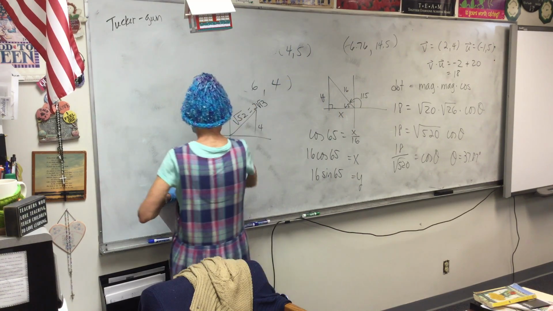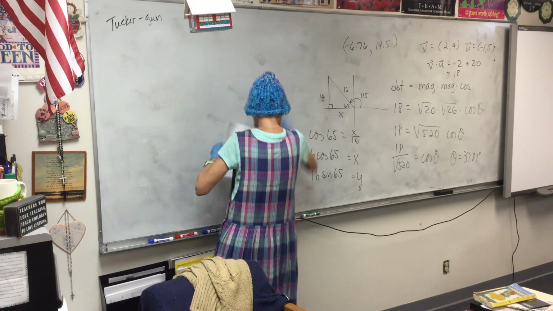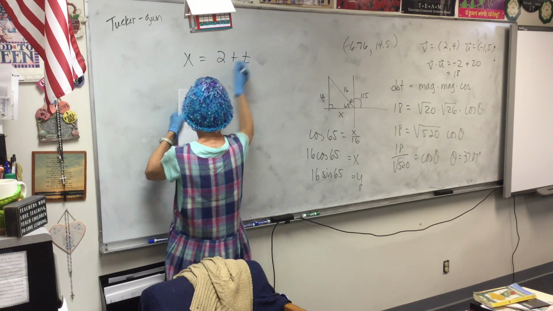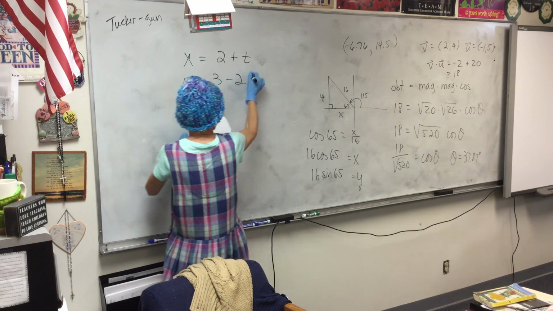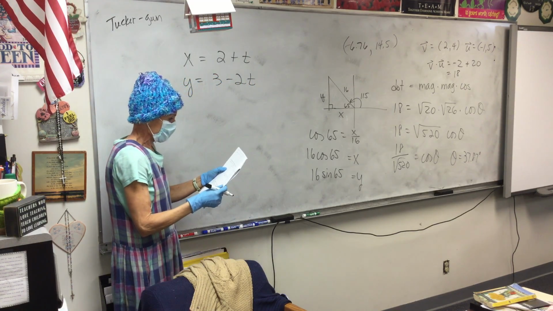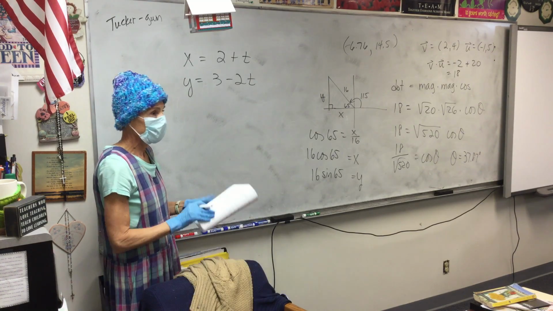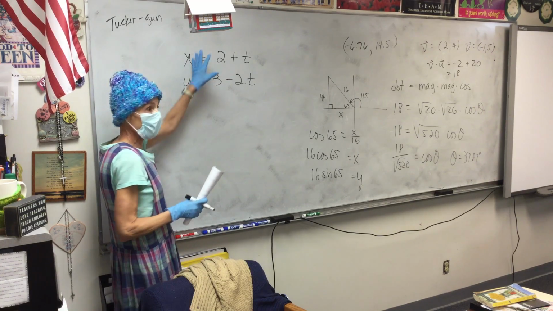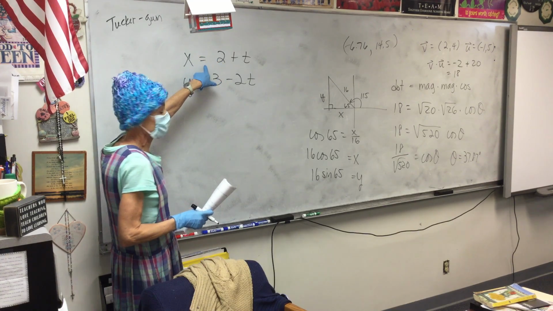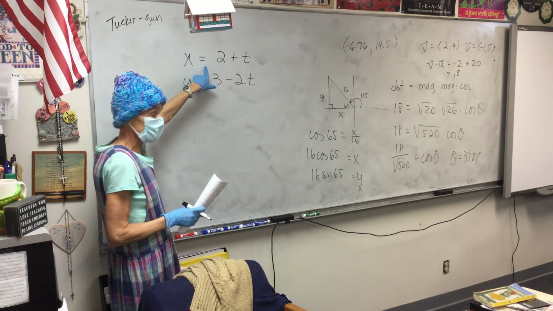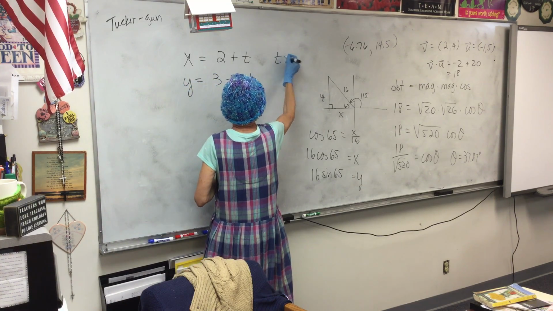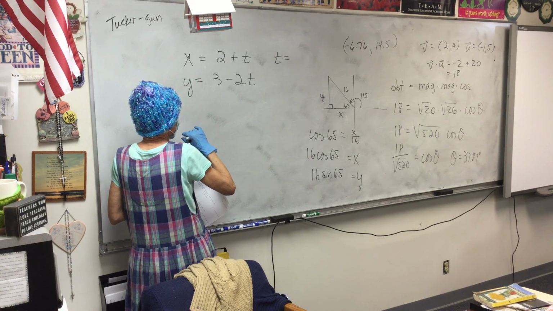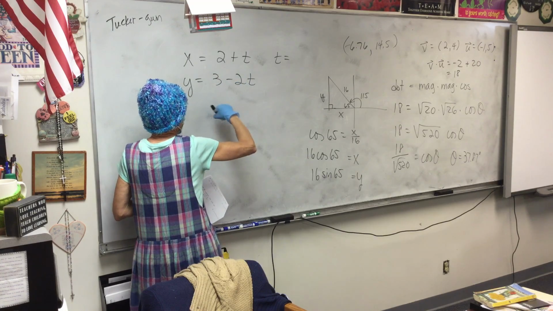This is what we just did yesterday. Can anybody remember how to remove the parameter? I think yesterday it said eliminate the parameter. Same thing. Anybody remember how we do that? Get t by itself. And it doesn't matter which equation you use, but I think it would be easier to use the top one. So what does t equal in the top equation?